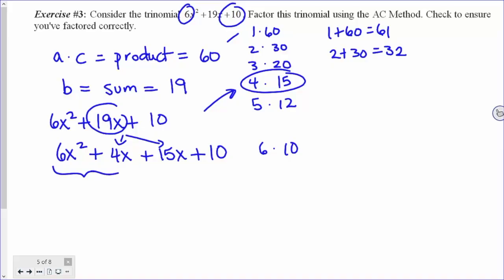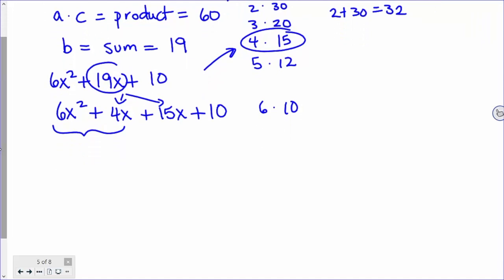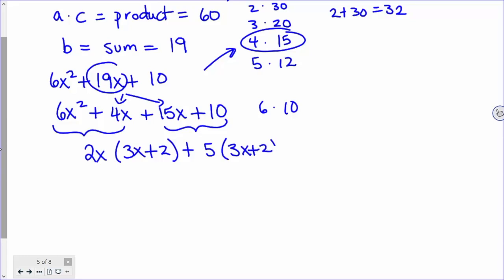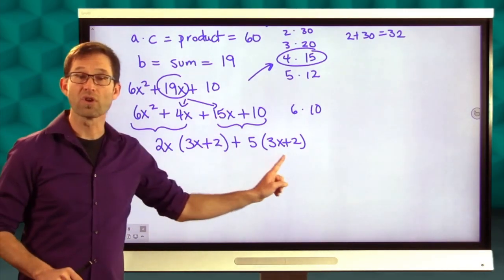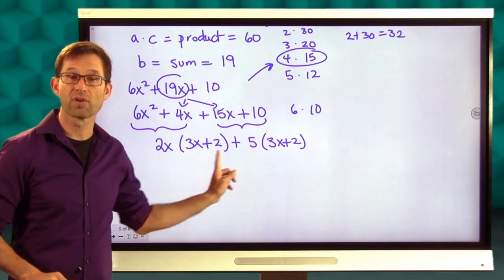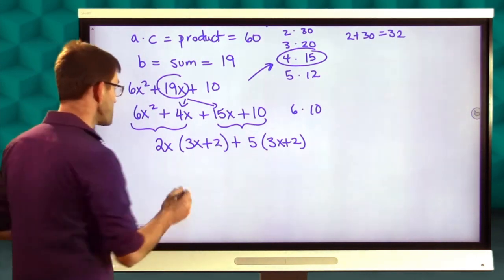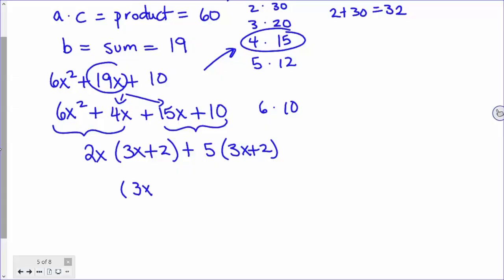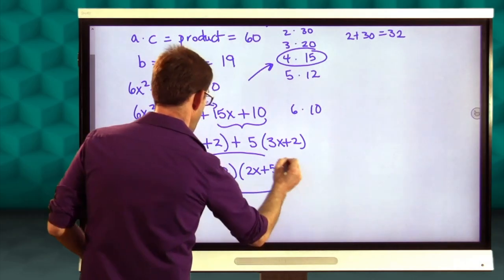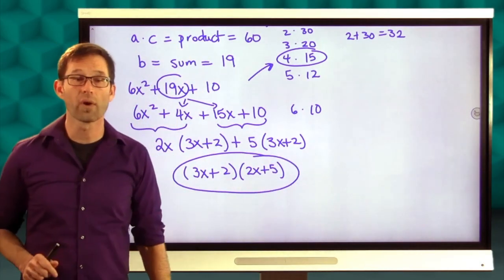So I now look at 6x squared plus 4x. I can factor a 2x out of both of those, leaving me with 3x plus 2. Here I can factor a 5 out of both of these, leaving me with 3x plus 2. Again, if I've done everything right, we should have a common binomial factor here and here, which we do, 3x plus 2. And therefore, we get 3x plus 2 times 2x plus 5. And that should be the correct factorization.